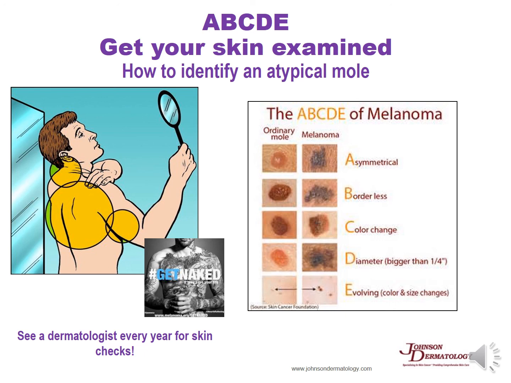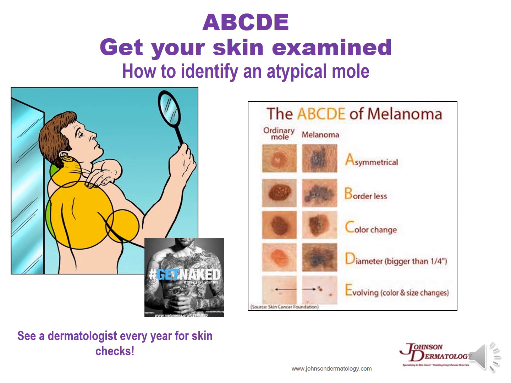So A stands for asymmetrical. Now, normally your moles are going to be such that if you fold it in half, one half matches the other. If it's asymmetrical, you're going to have one half that does not match the other. Again, this does not mean that you have melanoma. There is such a thing as atypical mole formations. Some people just form them that way, but this is something for a doctor to determine.